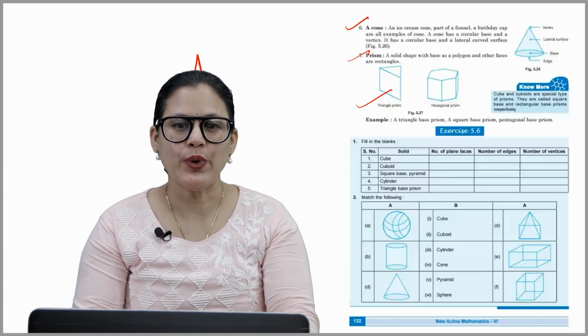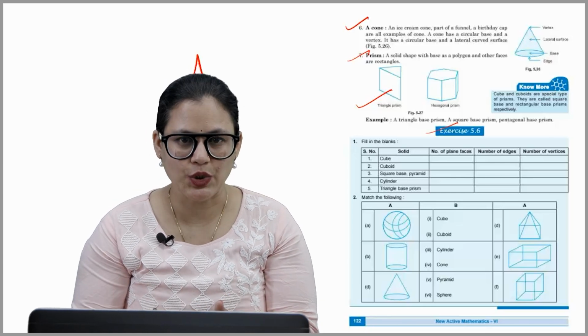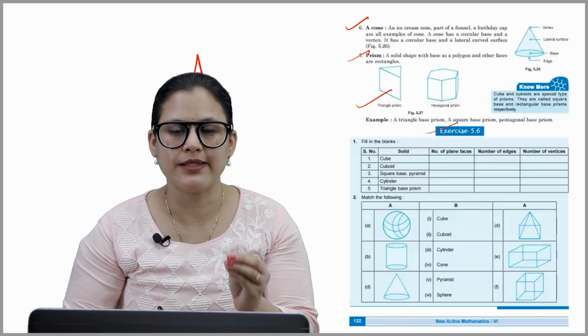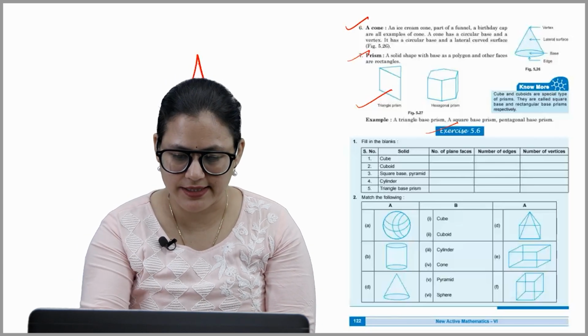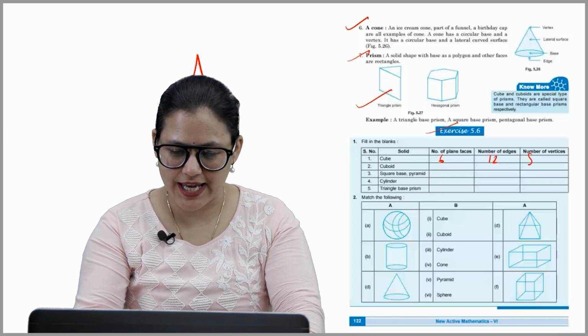Okay, let's do exercise 5.6. You have to fill in the blanks. Cube: number of faces a cube has is 6, number of edges 12, and number of vertices 8.